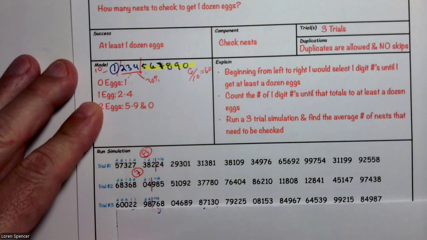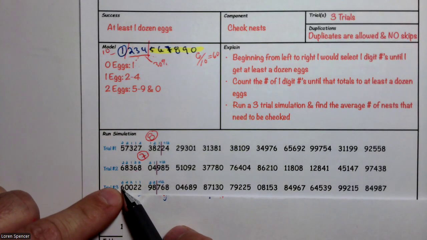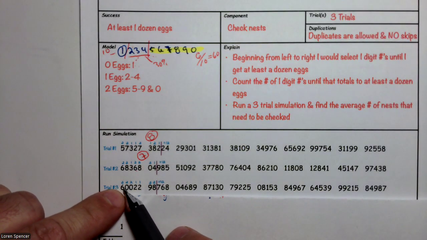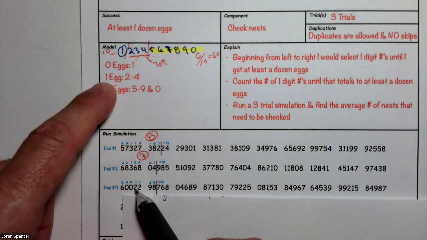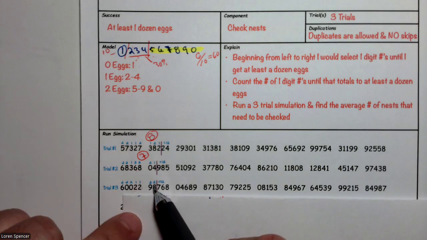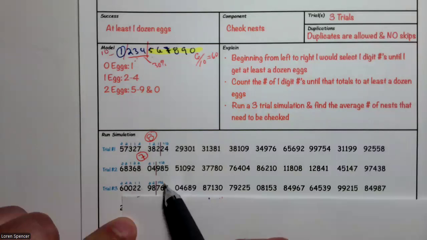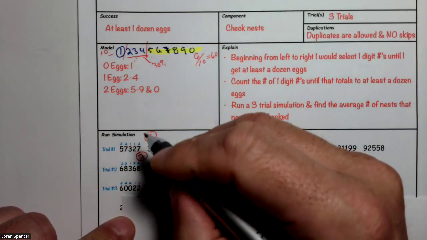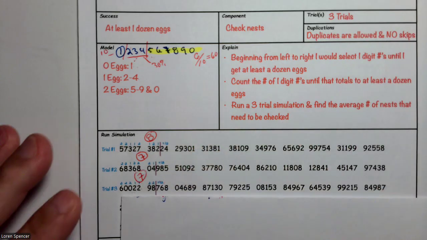On the next one, 6 is 2 eggs, 0 is 2 eggs, 0 is 2 eggs. A 2 is 1 egg because 2 to 4 is 1 egg. A 9 is 2 eggs, and 8 is 2 eggs. Once again, 2, 4, 6, 7, 8, 9, 10, 11, 12. We tried 7 nests in order to get the 12 eggs.